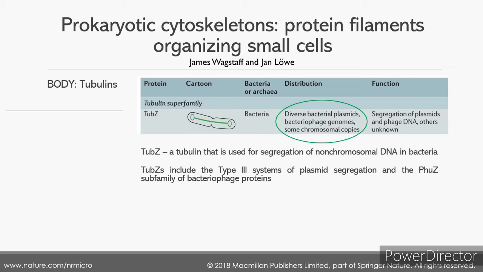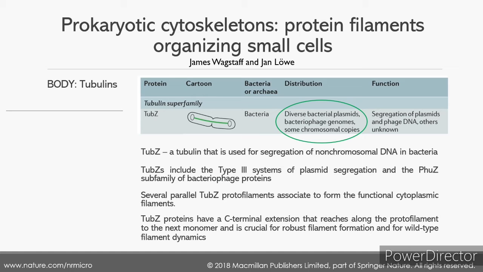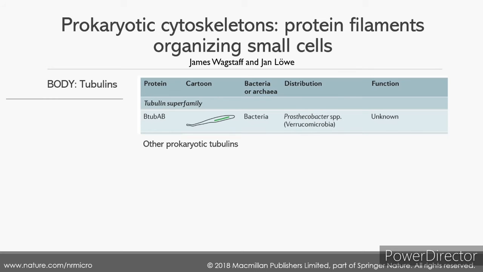Although we do not know whether or how FtsZ and CetZ protofilaments might associate to form higher order structures in cells, in the case of TubZ, several parallel protofilaments associate to form the functional cytoplasmic filaments. TubZ proteins have a C-terminal extension that reaches along the protofilament to the next monomer and is crucial for robust filament formation and for wild-type filament dynamics.